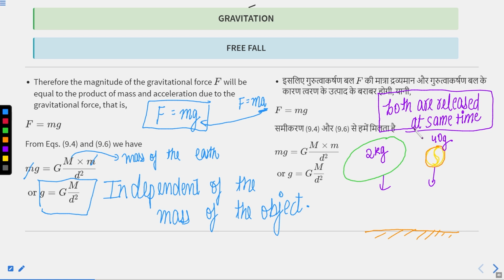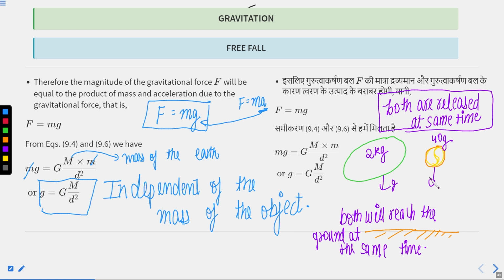And the correct answer is, both will reach the ground at the same time. And why is it so? It is so because the gravitational acceleration is independent of the mass of the object. It depends on the mass of the earth. The gravitational acceleration is independent of the mass of the object.